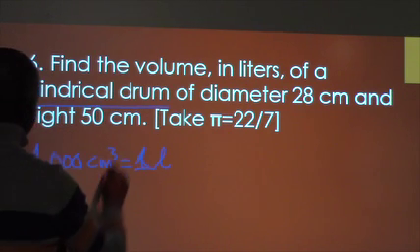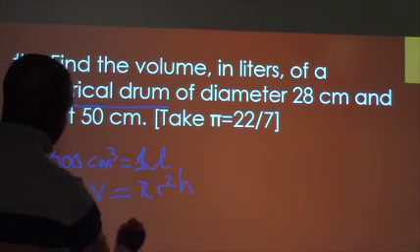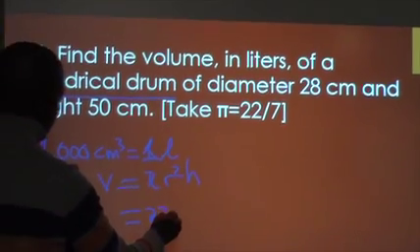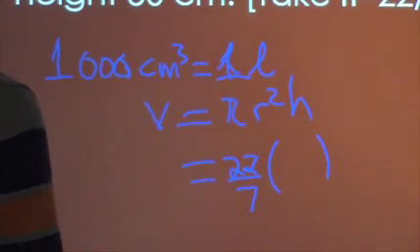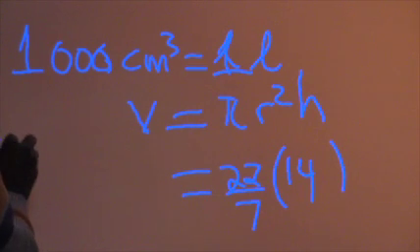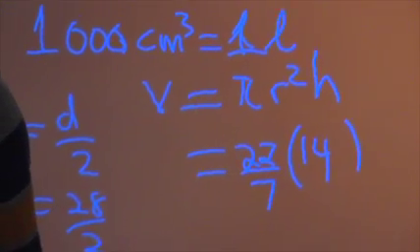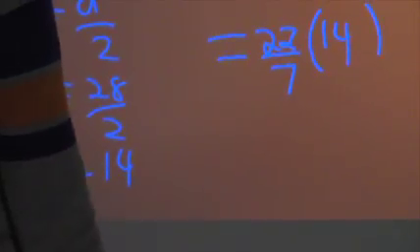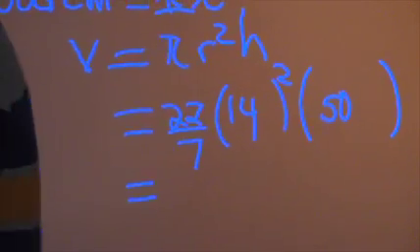So we have a cylinder drum. So we say V is pi r squared h. So we're going to use 22 over 7 for pi. Our radius here is going to be 14. And the reason our radius is 14 is because of the diameter divided by 2. 28 divided by 2 is going to be 14. And so the radius squared times our height. And our height in this problem is 50 centimeters. So let's multiply this and find our answer.